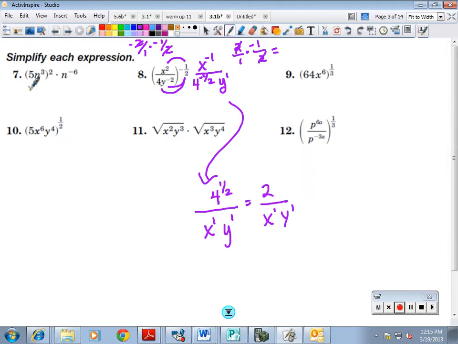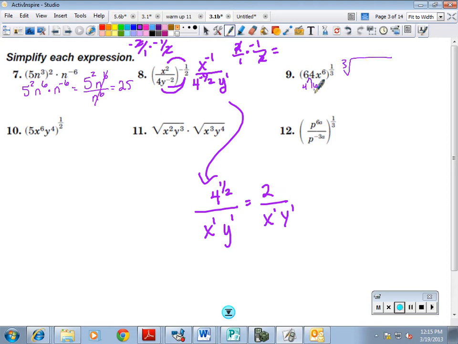This one, I distribute my 2, so it'd be 5 squared, n to the 6 times n to the negative 6. I can move that to the bottom because it's a negative exponent. They cancel, so it's just 25. Did I finish this one? Yes, I did.